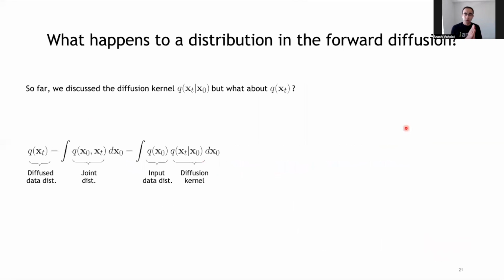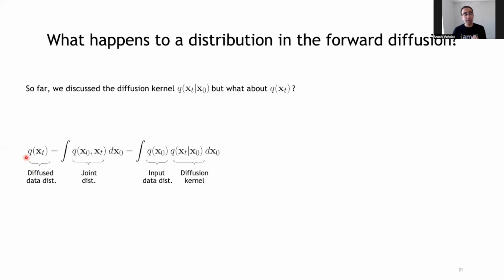Now that I talked about this forward process, like how we can use the diffusion kernel that diffuses data, let's talk about the marginal diffused data distribution. Let's talk about what happens to the data distribution as we go forward in the diffusion process. Have in mind that the diffusion kernel that generates xt given x0 is different from the diffused data distribution. So we're going to use q(xt) to represent the diffused data distribution.